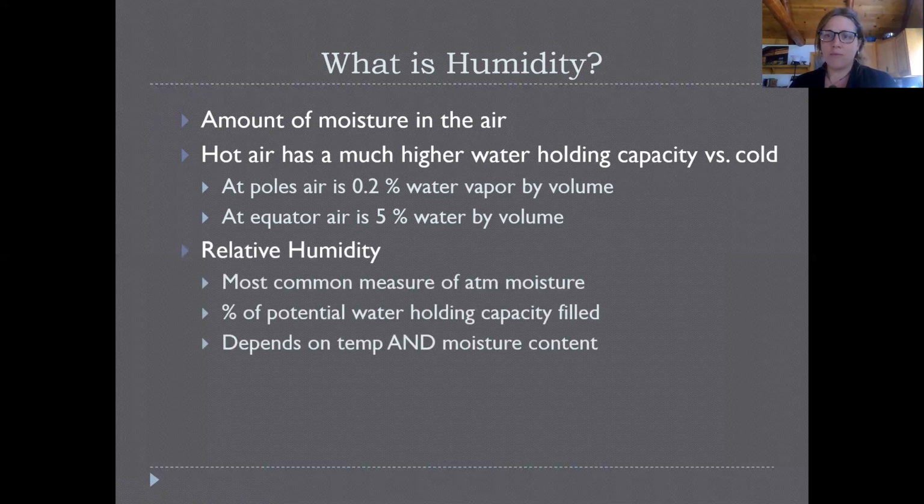So there's a couple different ways that we can report humidity. You can report how much water is in the air by weight. You can report how much water is in the air by volume. But the most commonly used way to communicate and report humidity is in a form that's called relative humidity. And what relative humidity tells us is what percentage of the potential water holding capacity that a certain air mass could take on is currently filled up by water.